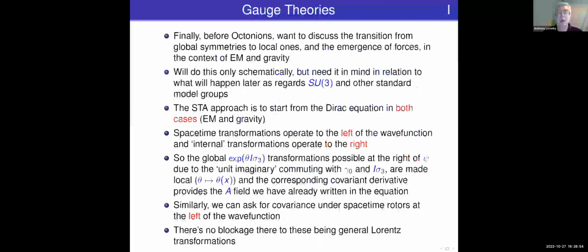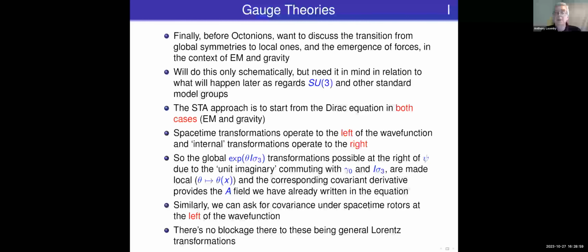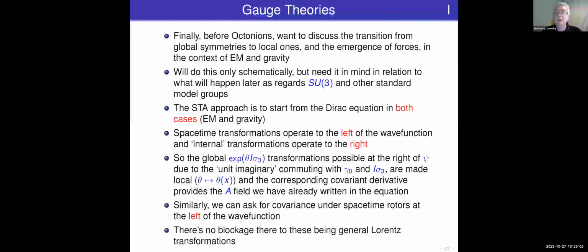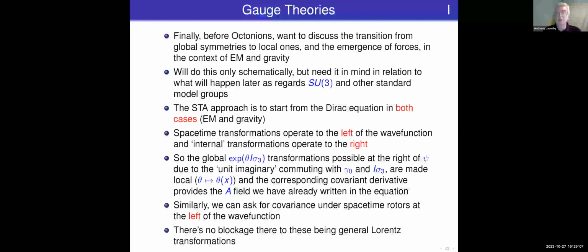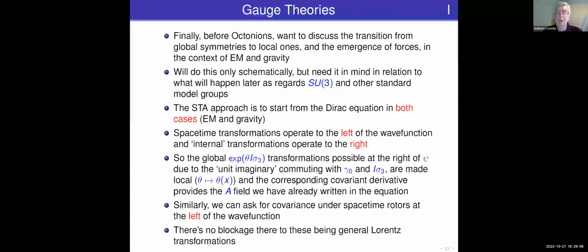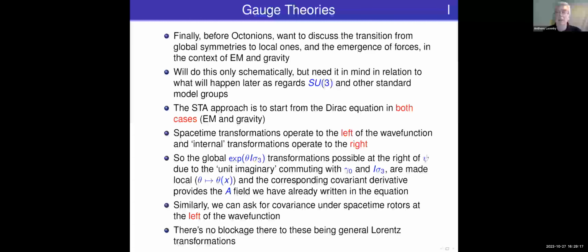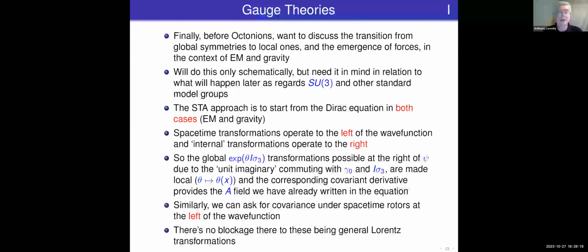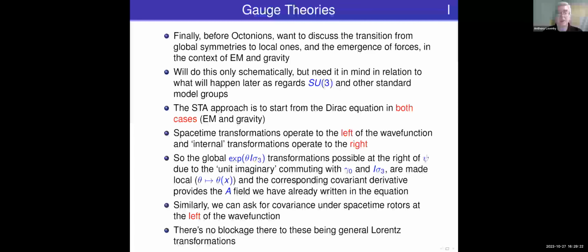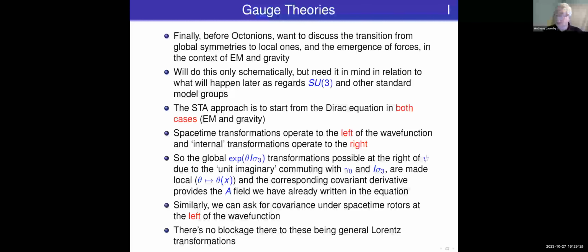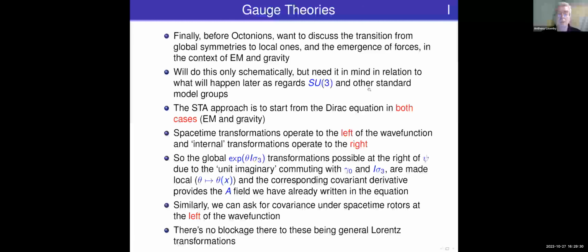Okay, so then finally, before Octonions, I want to discuss the transition from global symmetries to local ones and the emergence of forces in the context of electromagnetism and gravity. And I'll use this to introduce the approach that we have to gravity, because I think figuring out how to include gravity is something which many people interested in understanding the standard model want to know, how this might fit in. I'm only going to look at this schematically, but I think it's useful in terms of what happens later.